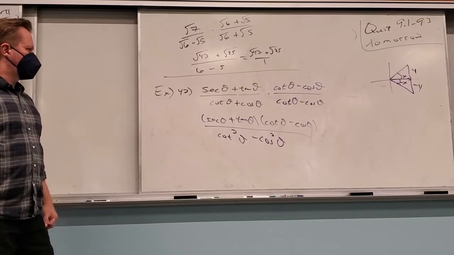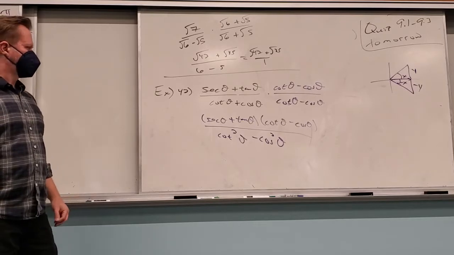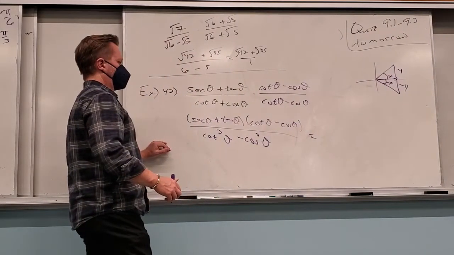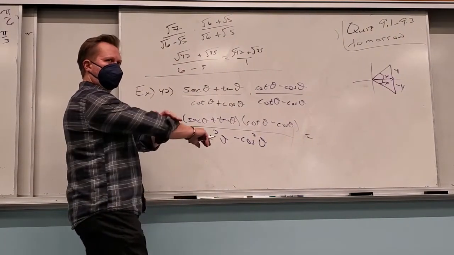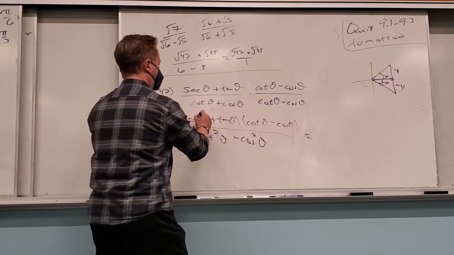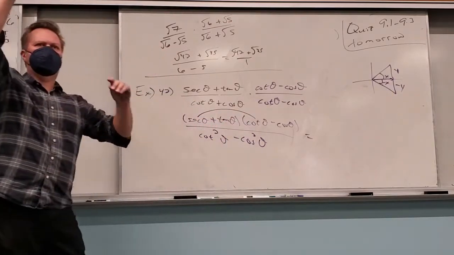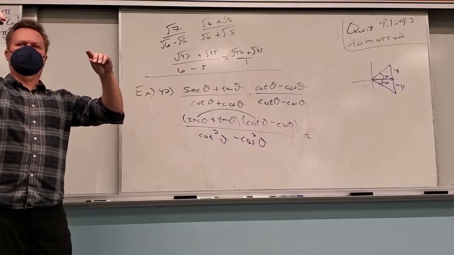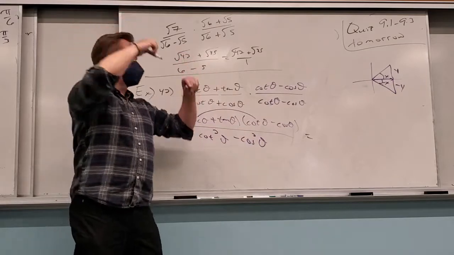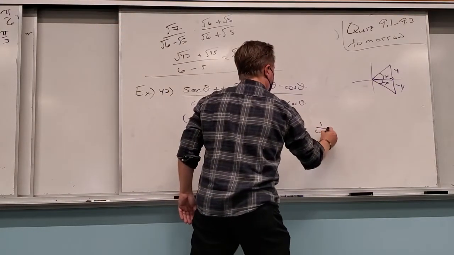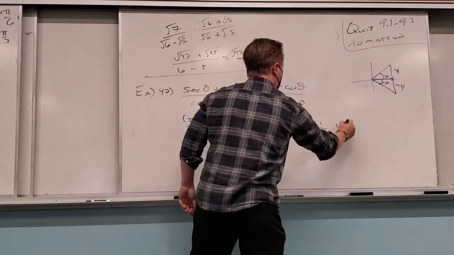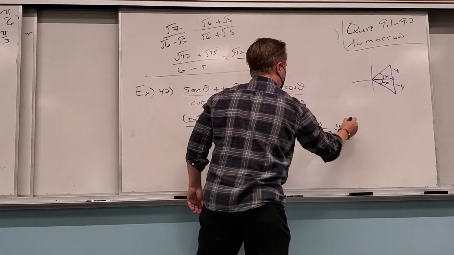Oh, the top looks like it might do something nice. Let's see what the top comes out to be. Let's see if you guys are cool with this. Secant theta times cotangent theta, right? I'm going to start to FOIL this. What is secant theta? 1 over cosine. And what's cotangent? Cosine over sine. So I'm going to write secant like this, and I'm going to write cotangent like this. Do you see how the cosines cancel?